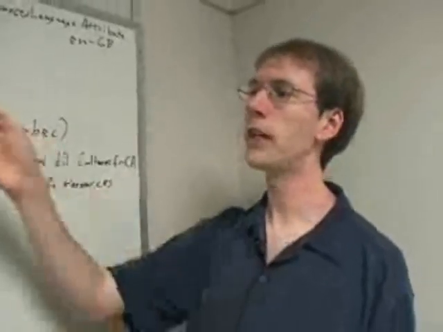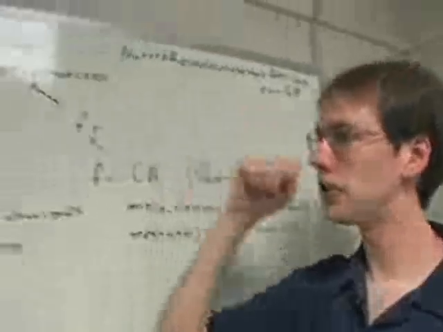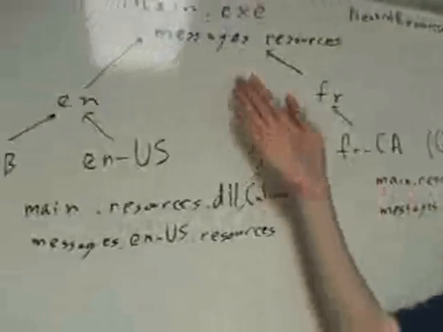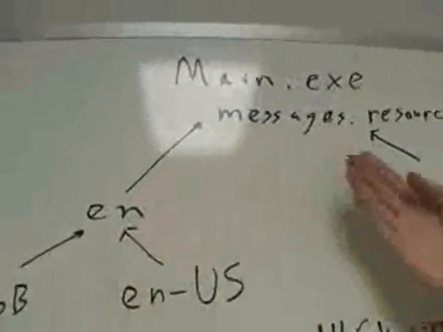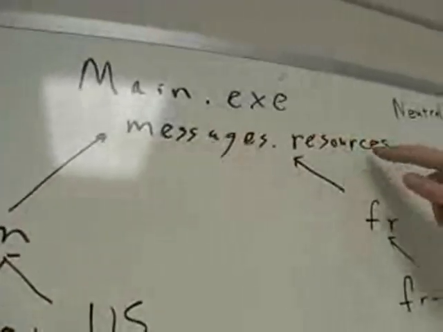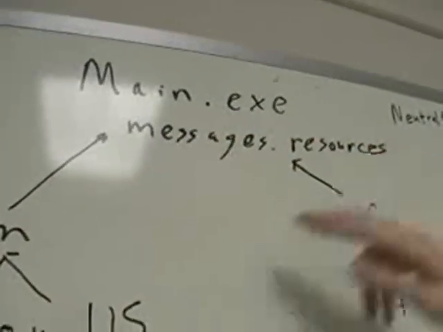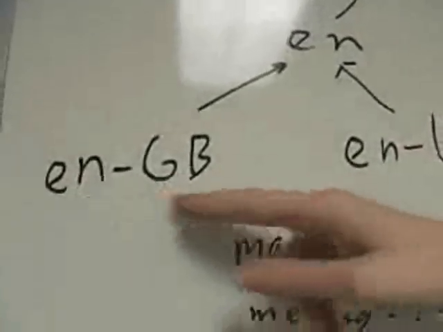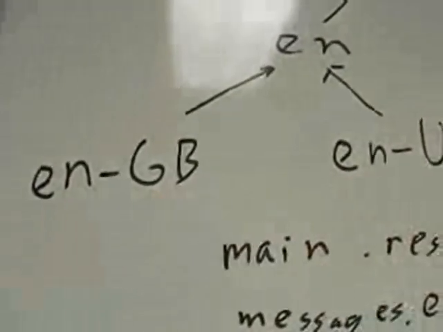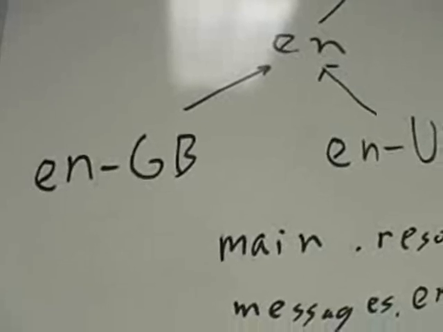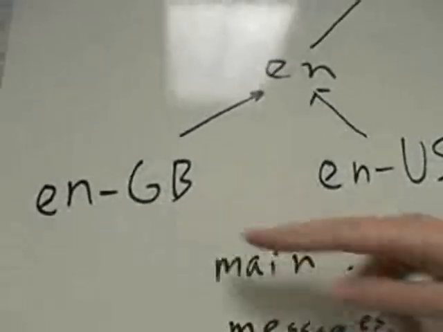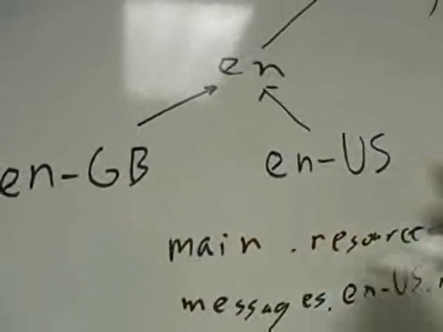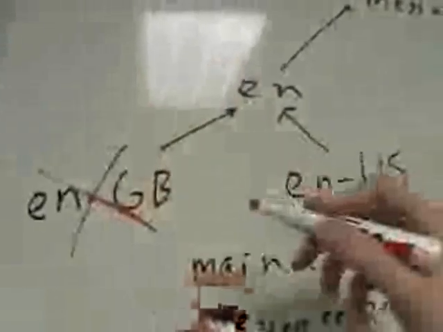So over here, I want to also show you a problem that we run into with satellite assemblies. So if we did have the British resources here, and we then don't want to ship a separate satellite assembly for your British resources. You don't want to ship this satellite assembly at all. In many ways, you don't want the resource manager to probe for this satellite assembly because it will never exist.